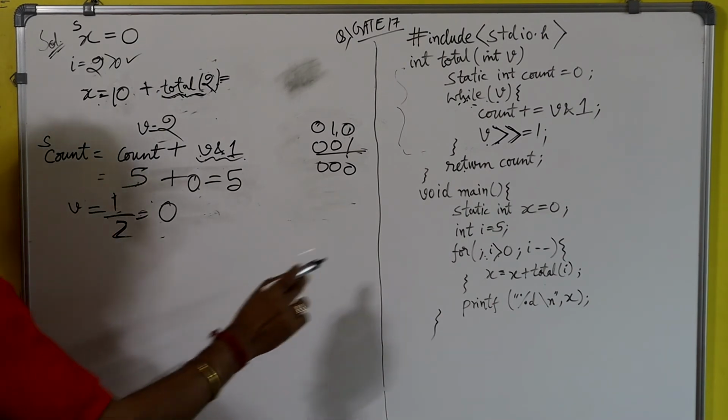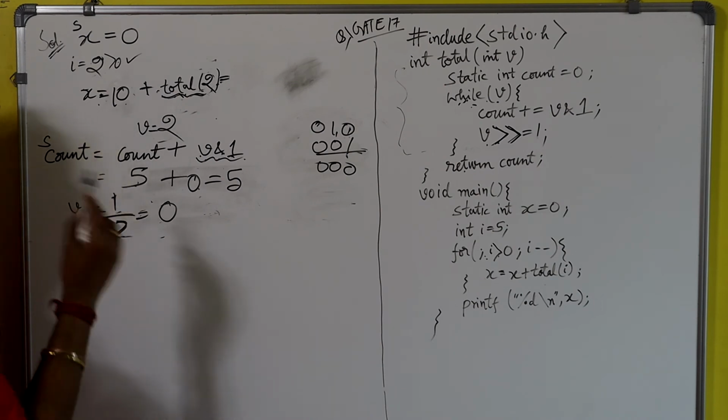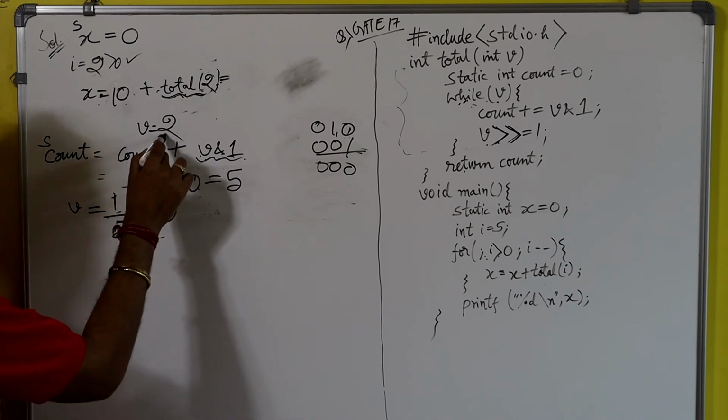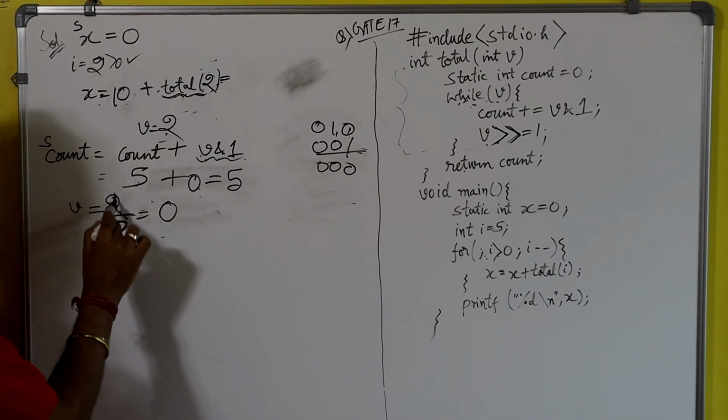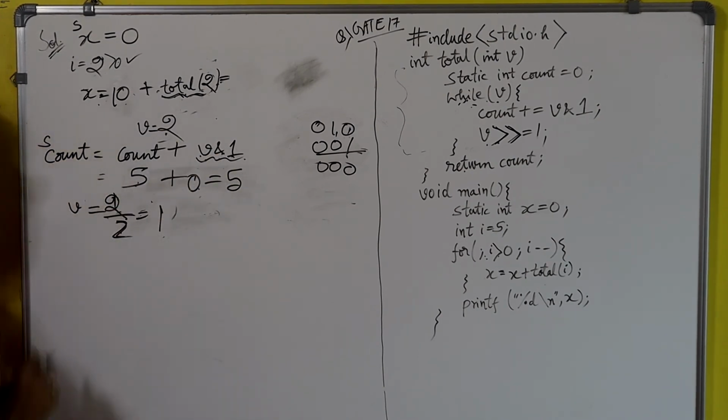Okay. So let's execute this line. Whatever the value of V is, it will be divided by 2. The value of V is 2, so it will be divided by 2. 2 by 2 is 1. So the value of V has become 1.